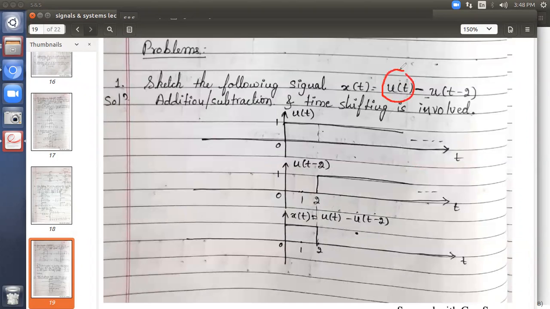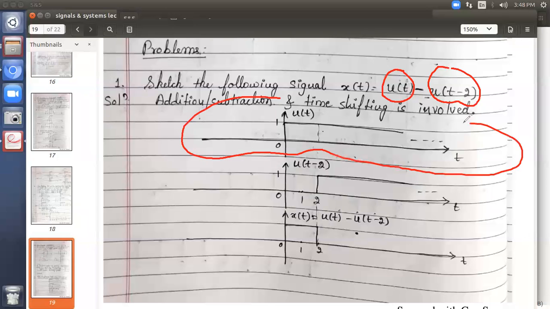First, you have in the question u of t and then u of t minus 2. Please always have the habit of drawing the signals one below the other. Please don't worry that your paper will get wasted. This is your u of t signal. On the left side there is no amplitude. From 0 there is a step and the amplitude is continuously equal to 1. This is u of t, the first signal I have drawn. Now, how to find u of t minus 2, the second signal?